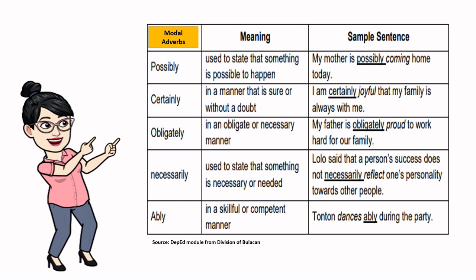These are more examples taken from DepEd module from Division of Bulacan. Modal adverb. Possibly. Meaning. Used to state that something is possible to happen. Sample sentence. My mother is possibly coming home today. Certainly. In a manner that is sure or without a doubt. I am certainly joyful that my family is always with me.